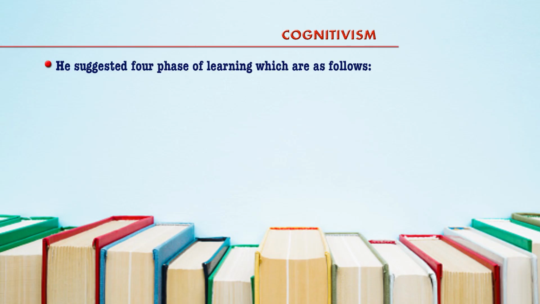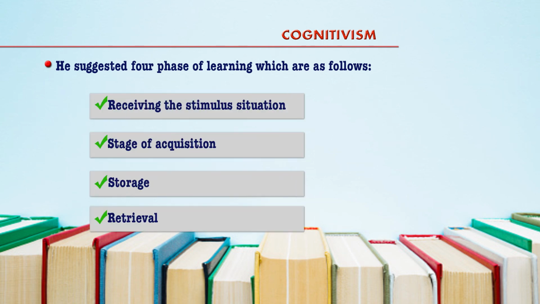He suggested 4 phases of learning, which are as follows. Number 1, receiving the stimulus situation. Number 2, stage of acquisition. Number 3, storage. And number 4, retrieval.